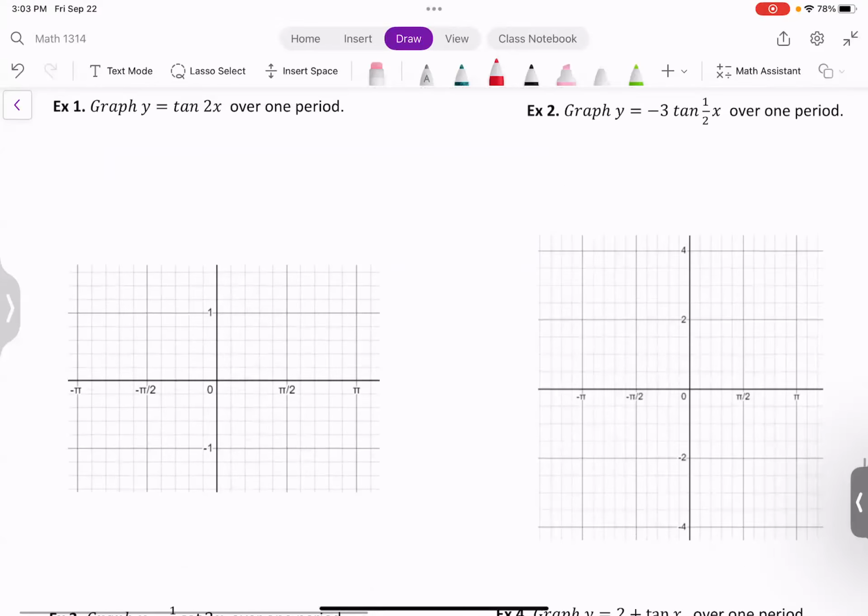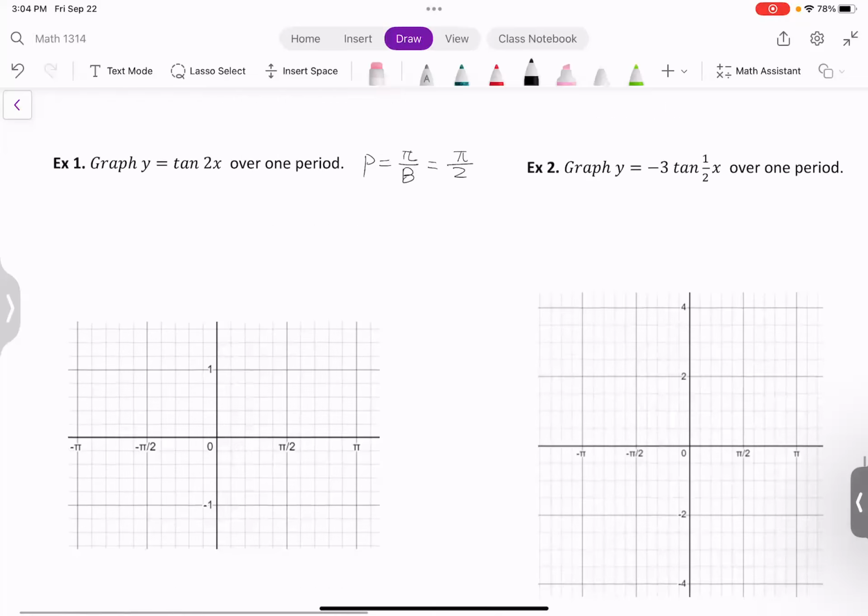Okay, let's see the first one. Graph tangent 2x. What is the first step? I want to find the period. Period of tangent and cotangent, they are pi over b. Oh, it changed. It's not 2 pi over b. Pi over b, b is 2. So pi over 2, oh, half pi.